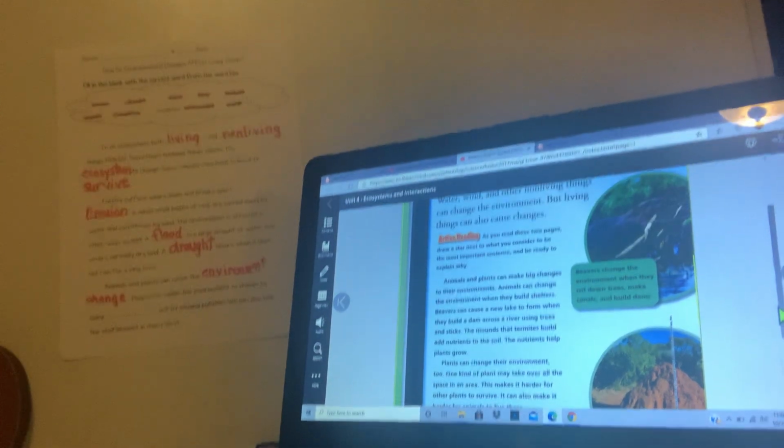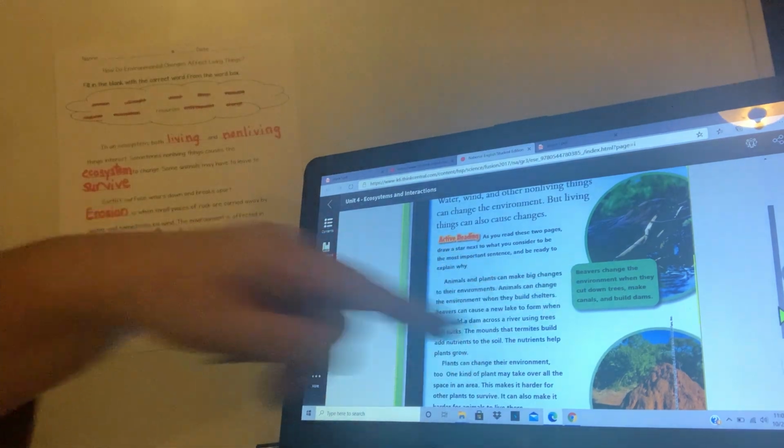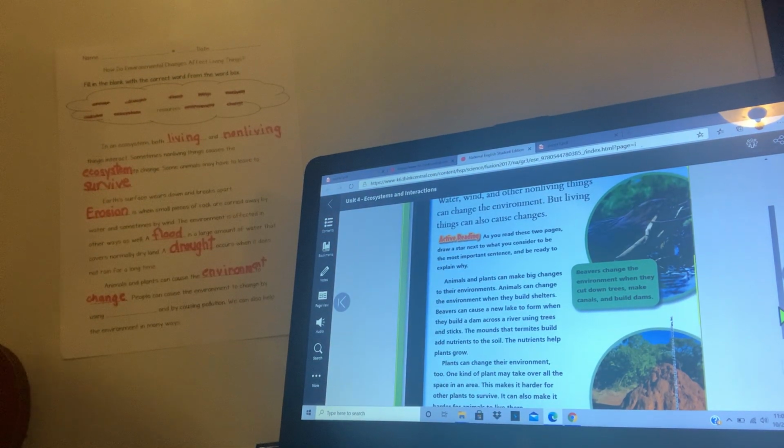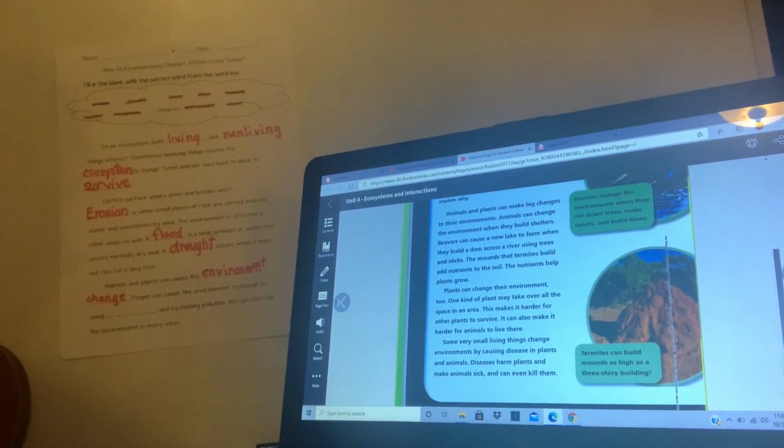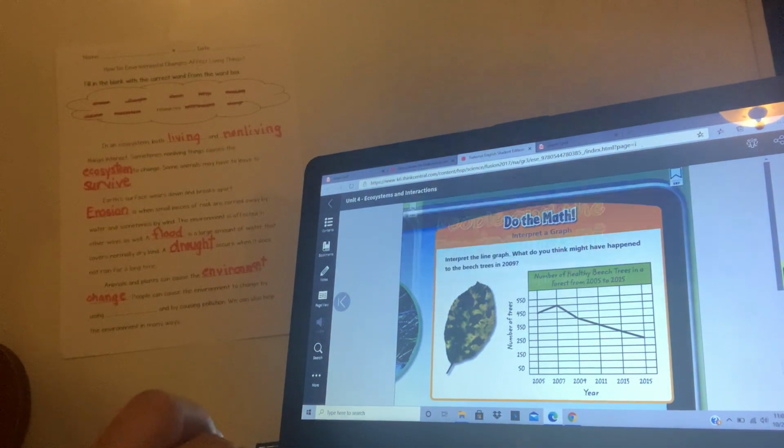Cross that one off. They talked about how the beaver changes the environment when they cut down trees, when they make canals, and when they build dams. Then they also talked down here about how the termites can build mounds as high as 3 stories. That's huge. All right, down here it says people can cause the environment to change by using blank and by causing pollution. Let's go to the next page and see if they give us information on that.